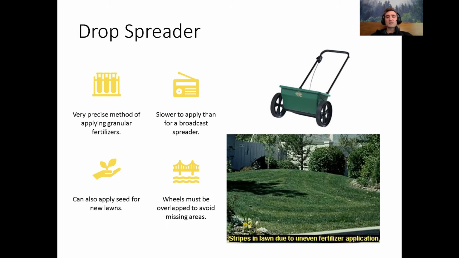And one thing to pay attention to with this, because it only is applied where it drops, you want to make sure that you don't miss any spots. It will become very obvious if you miss spots. And one of the places most people miss are the wheels themselves, the thickness of the wheel. If you go down a row and then turn around and come back the other way, you have to overlap for the distance of those wheels. And so the image there shows stripes in a lawn due to uneven fertilizer application.